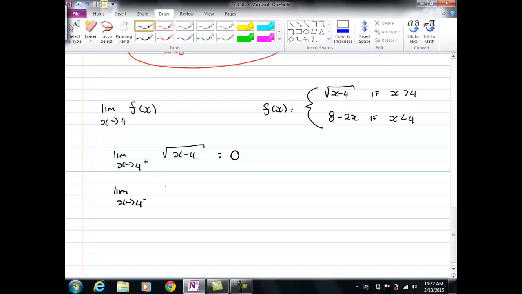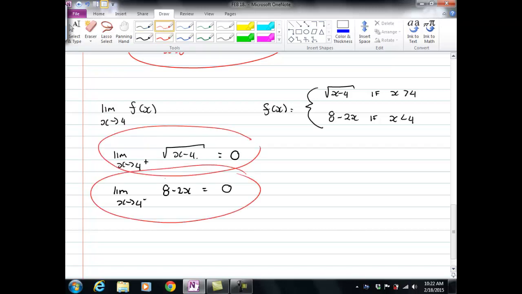Now, from the left, I'm going to use 8 minus 2x. And in this case, it also equals 0. So you can go ahead and write down your final statement. This is not your answer. Please don't do this and leave it for me to do the rest. This is just your work. Your final answer comes from merging these two together. So we say the limit as x approaches 4 of f of x equals, with confidence, 0. That means as x approaches 4, my value will become really, really close to 0. We call that 0.